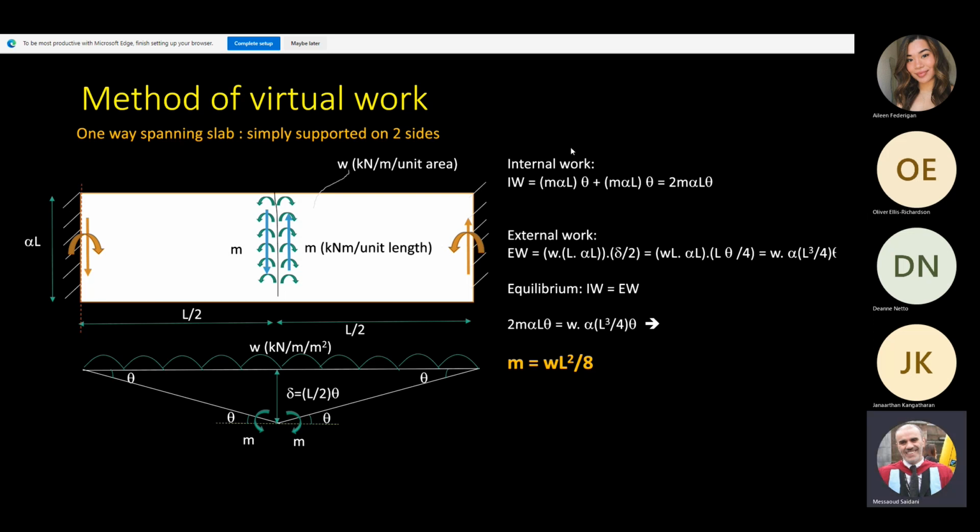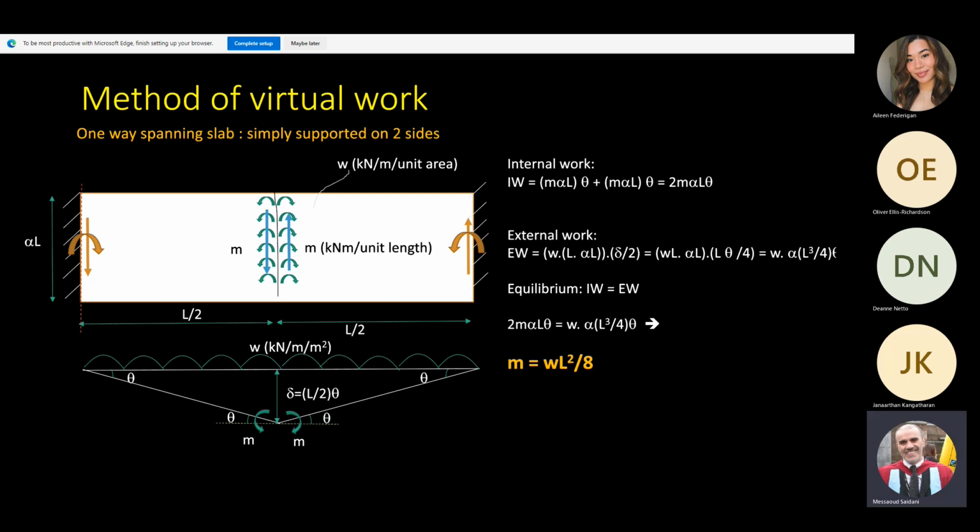For equilibrium, you equate the external work with the internal work, which gives M WL squared over 8 when you simplify the alpha and simplify L from this side. The theta obviously cancels, so you have M equals WL squared over 8. Does this answer surprise you?